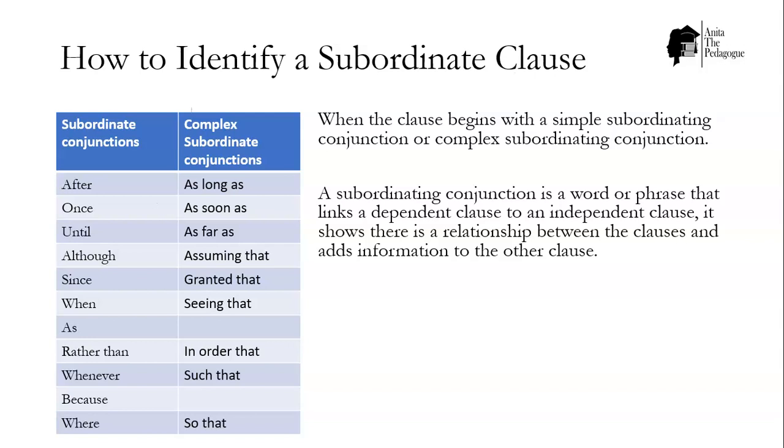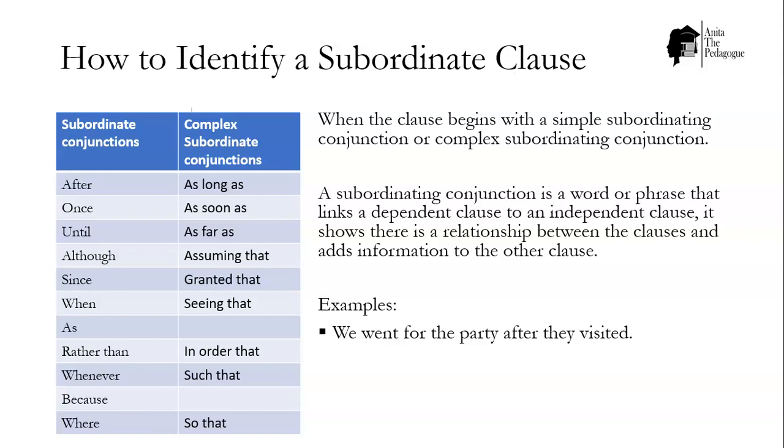Now let's take a look at some examples and how we can identify a subordinate clause in these writings. Example 1: We went for the party after they visited. Now there are two verbs here, went and visited, so we can say there are two clauses here.